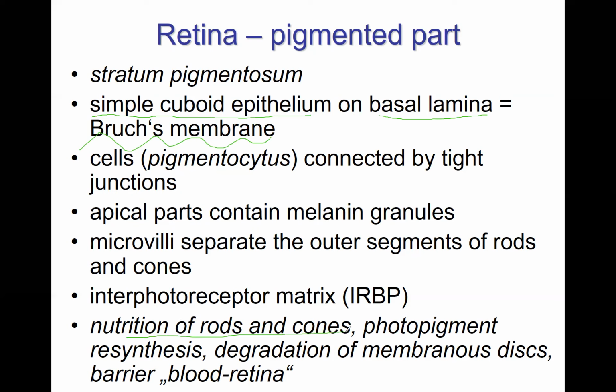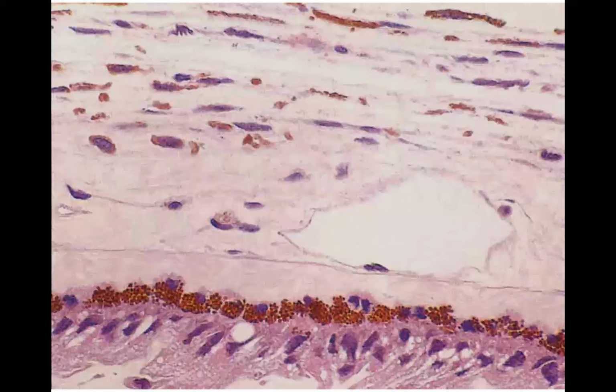So these are like nerve cells, so something like Sertoli cells in testis or astrocytes for neurons. So it's a nutrition, it's a resynthesizing of photopigments of rods and cones and degradation of their membranous discs, and they also work as a barrier blood retina. Like Sertoli cells work as a barrier blood testis. So this is just the main function and information, and the rest in histology.